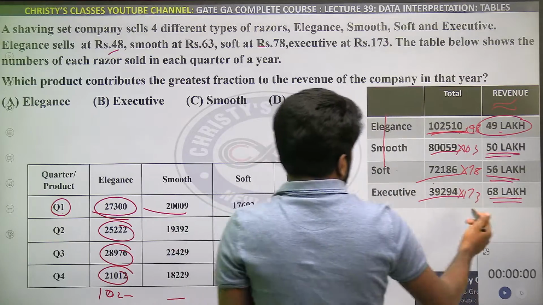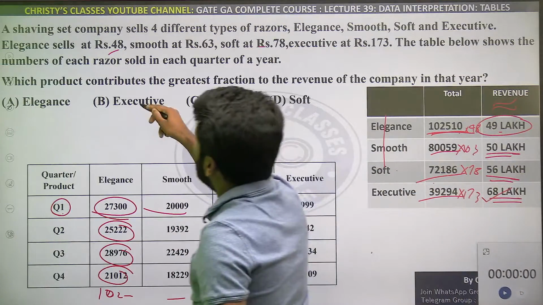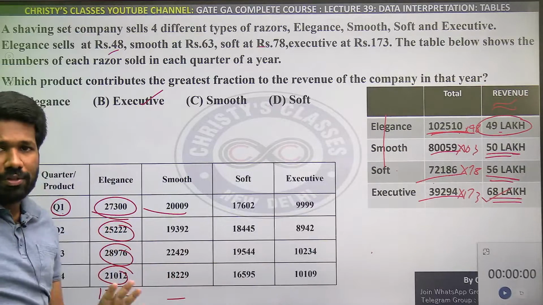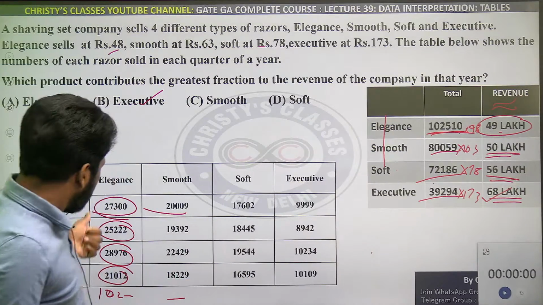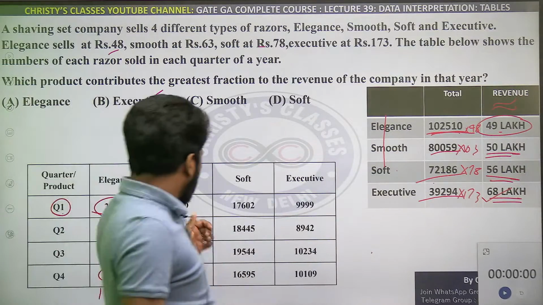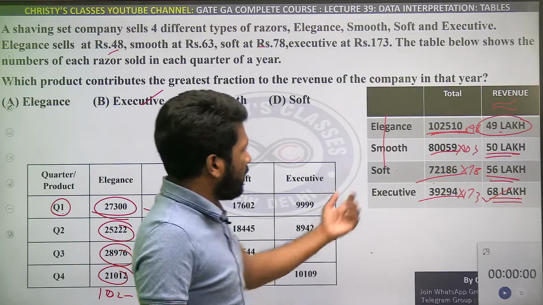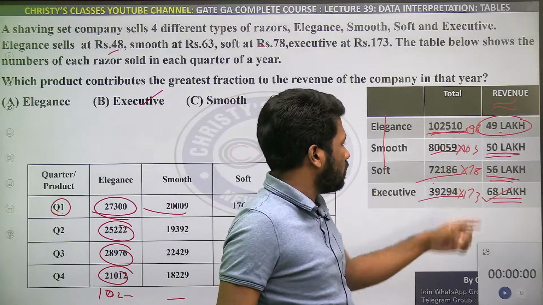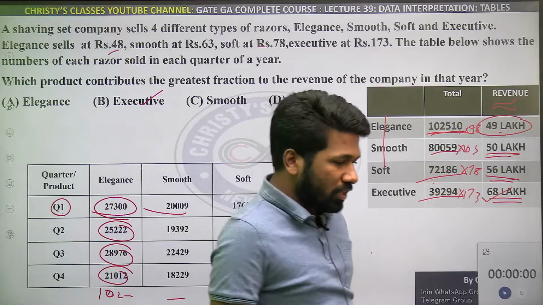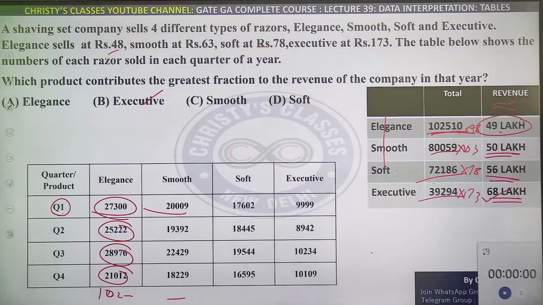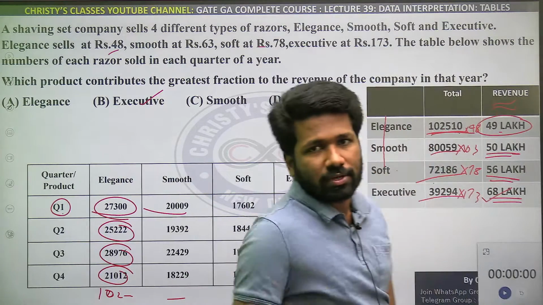So among this, which is the maximum share? Executive. So Executive is the answer. This is how to do it with the virtual calculator. That means you have to enter all these and find that value into 48, into 63, into 78 and into 173. Is that clear? What is the meaning of the question and how to do it using the virtual calculator?